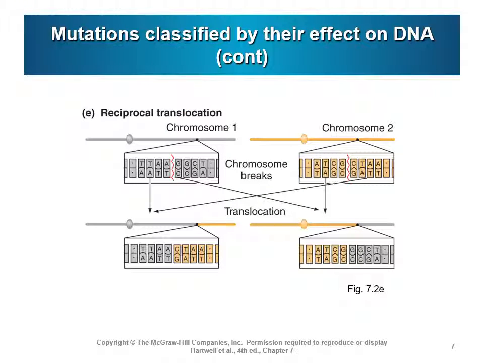And here is the visualization of reciprocal translocation. We see chromosome 1 all in gray and chromosome 2 all in yellow. There are two fragments, right and left, for each one of them. After translocation, from two different chromosomes, one ends up having the left side from chromosome 1 and the right side from chromosome 2, and the other one has the right side from chromosome 2 and the left side from chromosome 1.